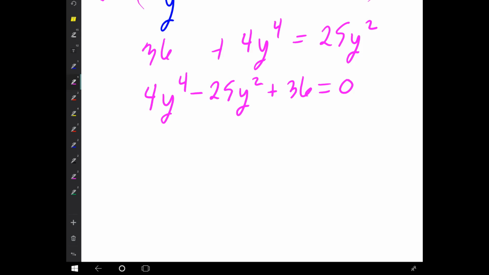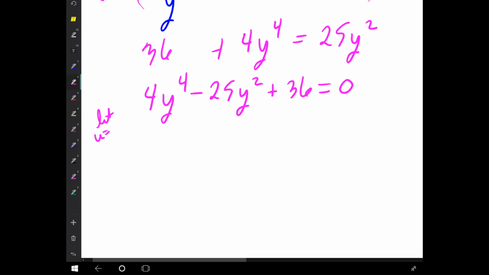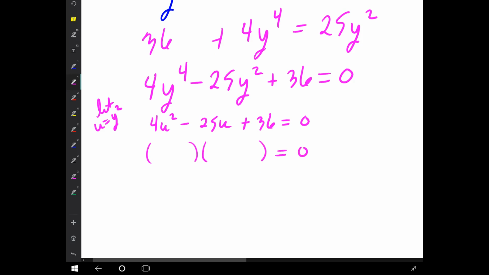Yeah, you could either use substitution, or if you feel comfortable just factoring with a y to the fourth, that's fine. If you wanted to let u replace y squared, then you could see this as 4u squared minus 25u plus 36 equals 0. And then you could use the quadratic formula to solve for u, or you could factor.